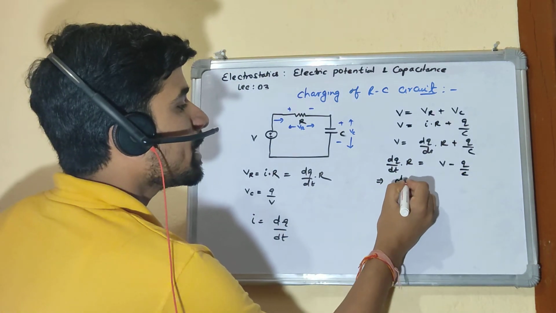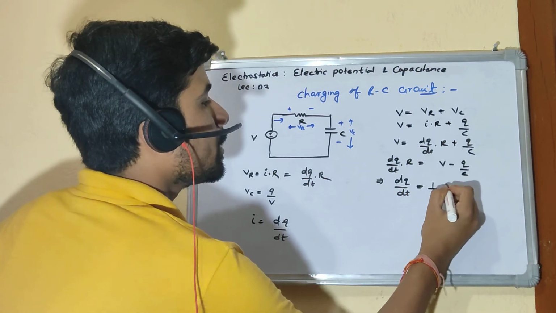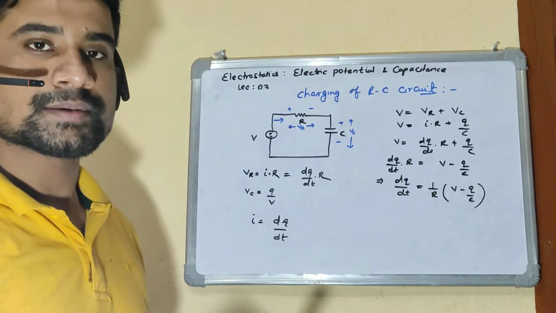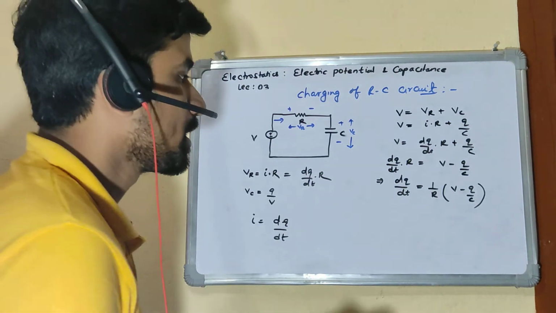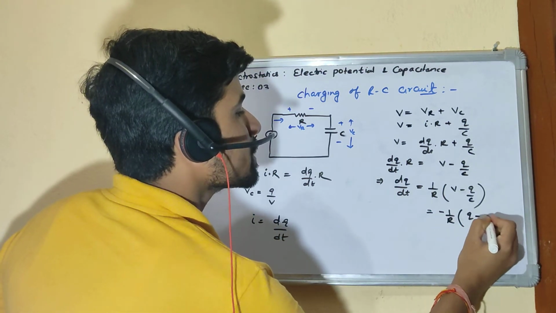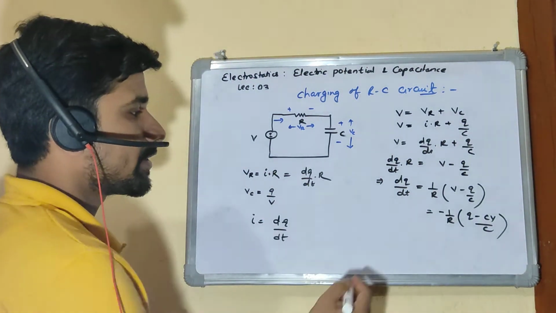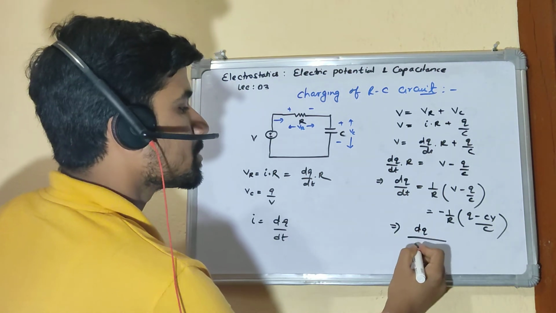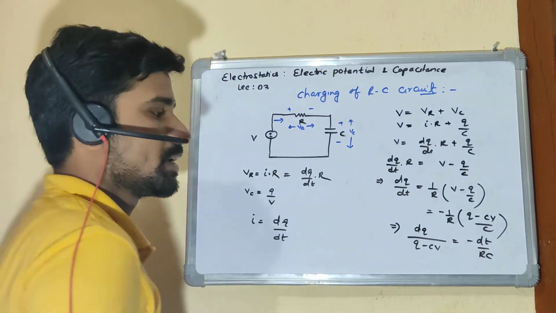So now dq by dt is 1 by R into V minus q by C, right? Can I write it like this? Minus 1 by R into q minus CV by C. Now let me take the values here. Let me do this because I need to integrate to get the charge. It becomes dq by q minus CV equals minus dt by RC, right?